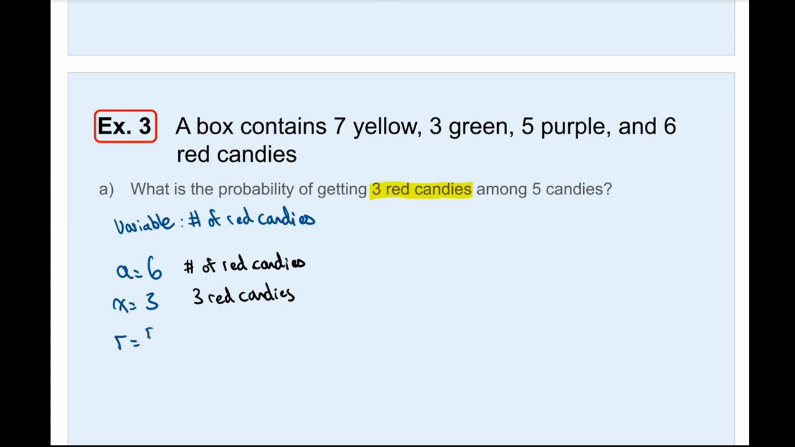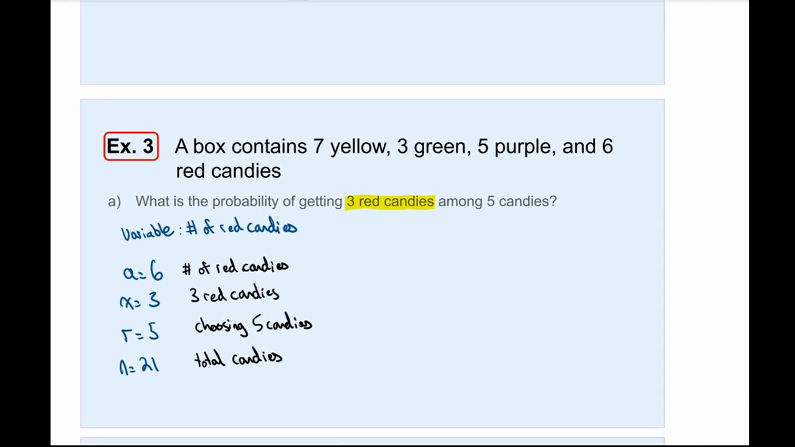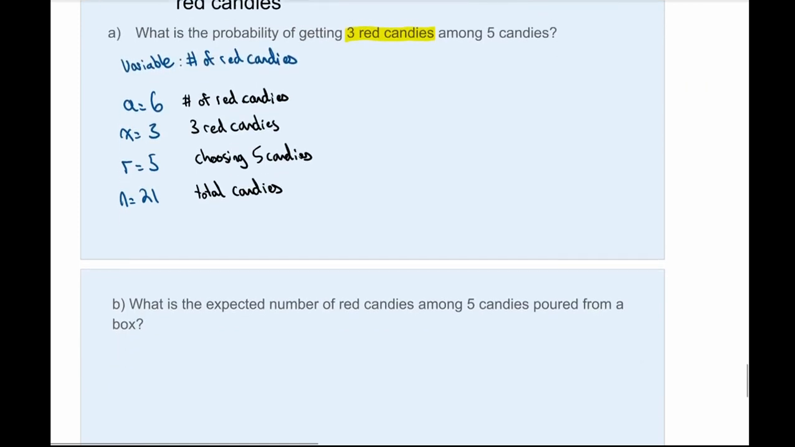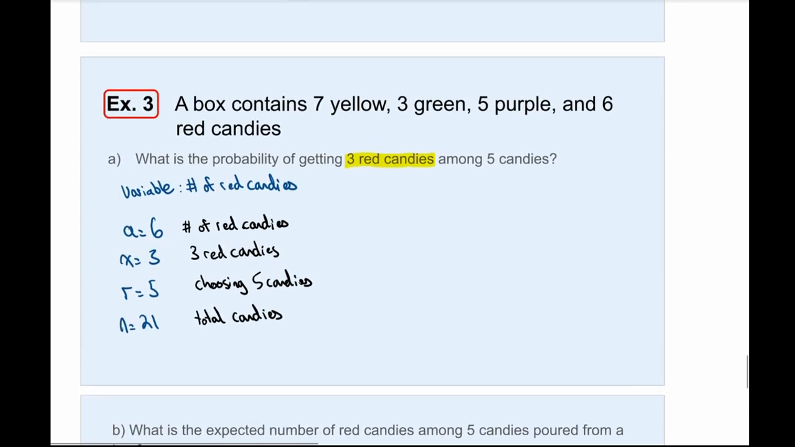My R value is going to be 5 because I'm choosing 5 candies. And N, or the total number of outcomes, is 21 because I have 21 total candies. So those are my variables that I am figuring out. You may not even need to go through and do that, but if you're sticking to the formula, then you may want to.